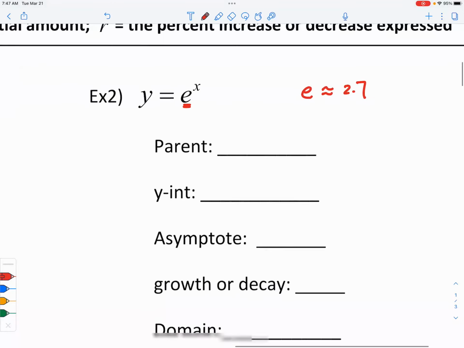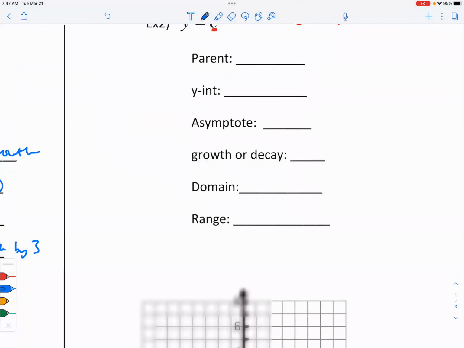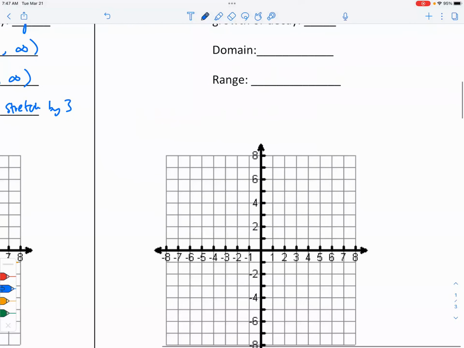So now, for this kind of graph, how do you make this kind of graph? Well, all I'm asking here is this. What is e to the 0 power? E to the 0 power, it's 1. What's e to the first power? That's e, which is 2.7.